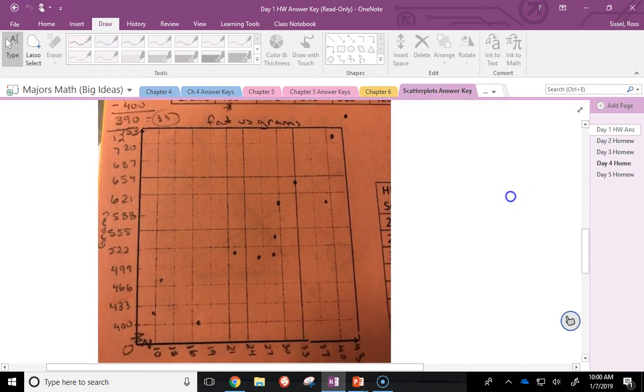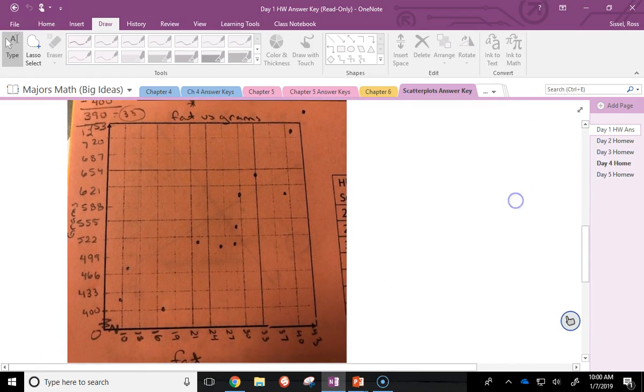Number 2. I'm not going to go through all the parts again, but we have our title, fat versus grams. Our y-axis of grams. Looks like we did a little squiggly with the 400. And then at the bottom, we have our fat grams, or our fat. Your graph, if you did your scatter plot right, should have looked similar to this one.